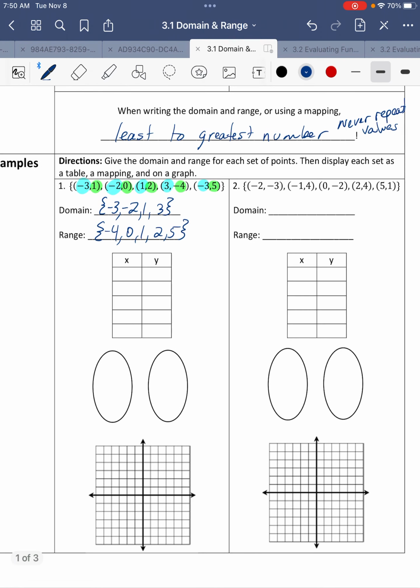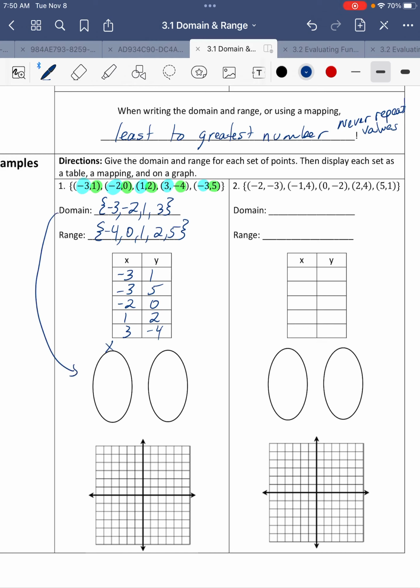When it comes to a table, to write the exact same thing, we have the x values of -3, -2. Actually, we're going to write -3 twice. So -3 and -2, 1, and 3. It's just going to be exactly the same as, so -3, 5, -2, 0, 1, 2, and 3, -4. Mapping wise, we're actually going to do the exact same thing.